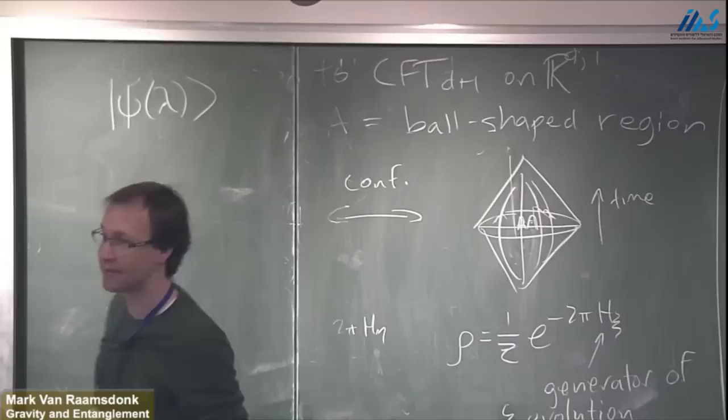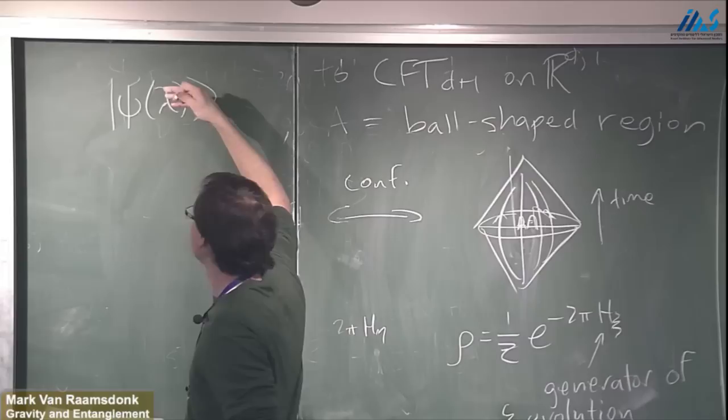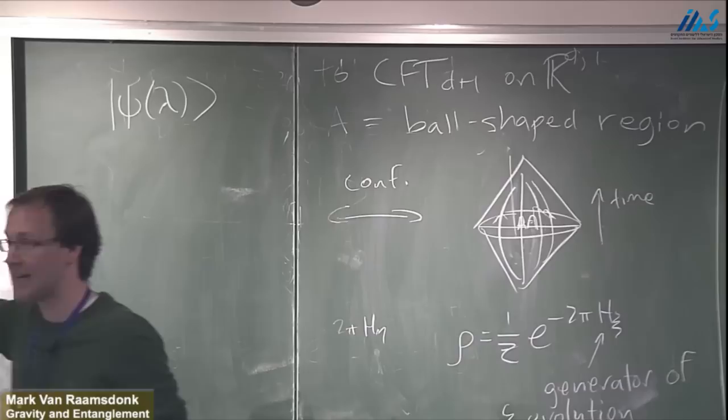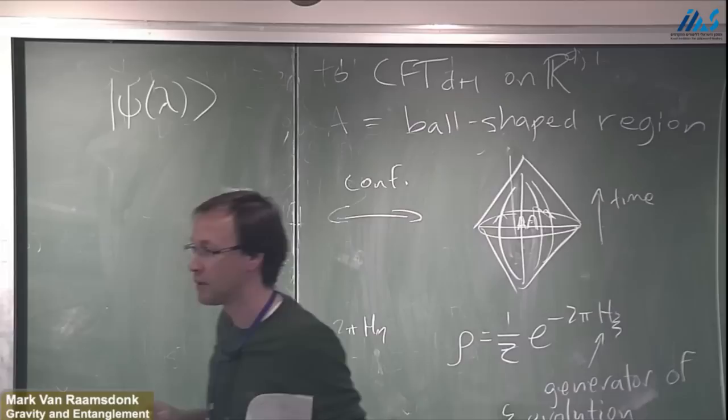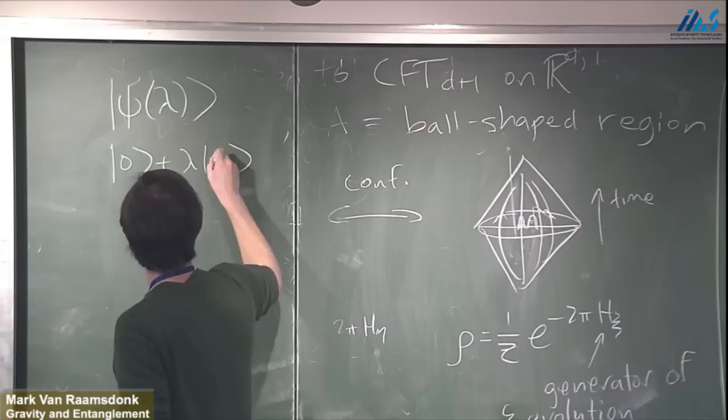So specifically what I want to do is consider a one parameter family of states, and I will be basically making statements about the order lambda term in this family. So some specific state times lambda. Yeah, so if I expand this, it would be vacuum plus lambda times psi 1.